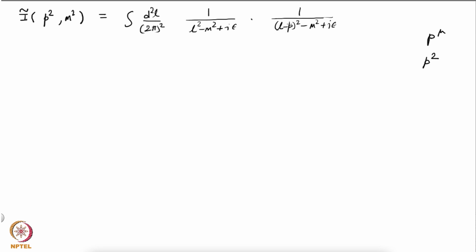Then you will have p dot k also available to you. This is also a Lorentz invariant quantity, and k square is also a Lorentz invariant quantity. So all these things would also appear in I tilde if you had k also appearing in this integral. But now because you have only p, and the only invariant you can construct using p is p square, that's why I tilde will be a function of p square and m square.